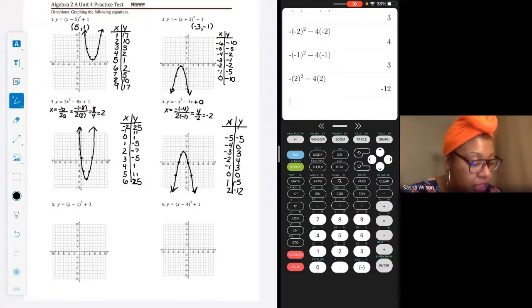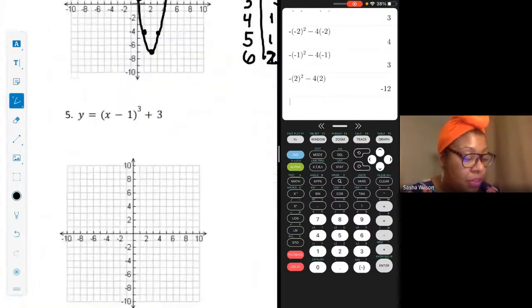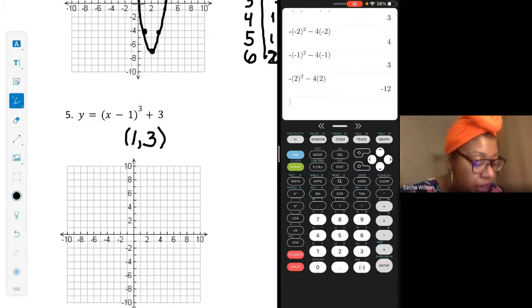So we're continuing on. And for number 5 and 6, they do have the availability to identify the vertex. And instead of squared, it's cubed. So we're going to find our center or our vertex here. And our vertex is going to be at 1, 3. That's really important. Call it our vertex. It's our center. They just mean different things. So we're going to plot at 1, 3.